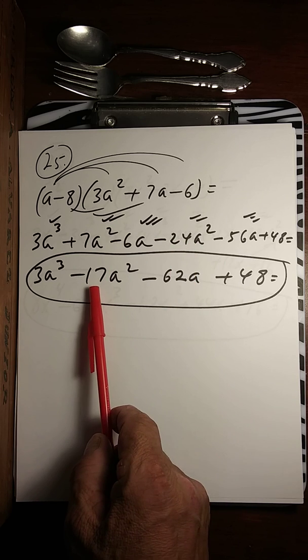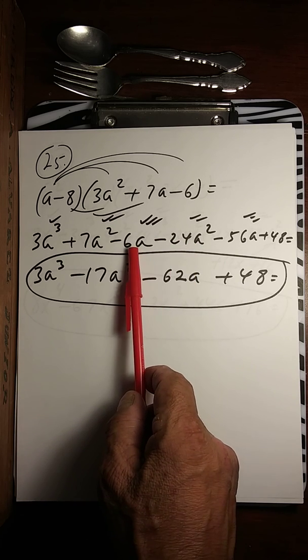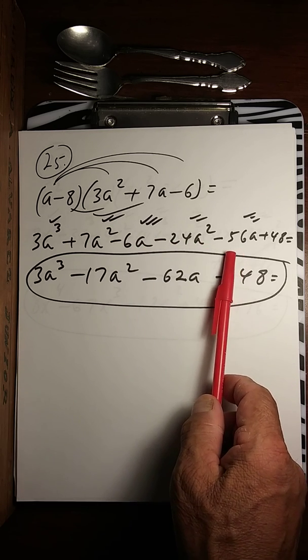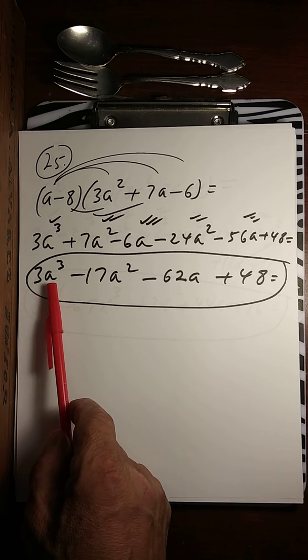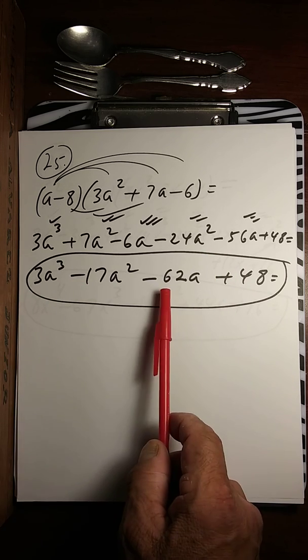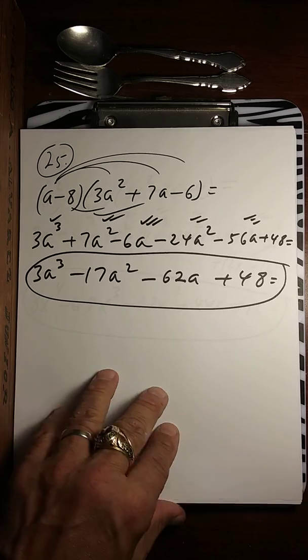Squares and squares is that one, negative 17a squared. Negative 6a, 56a is 62a, and that. So 3a cubed minus 17a squared minus 62a plus 48.